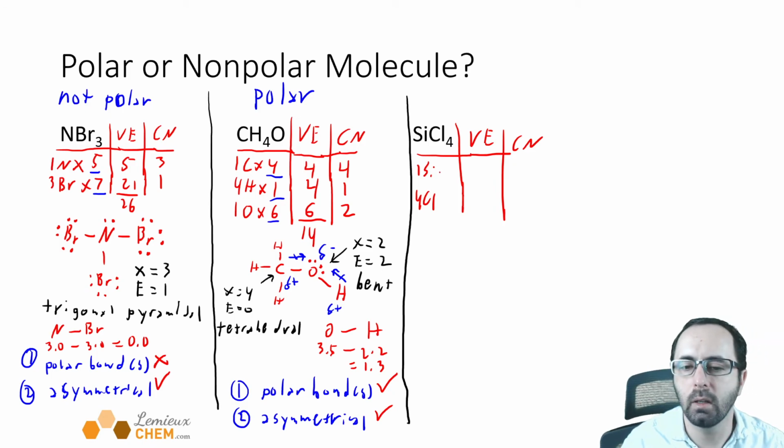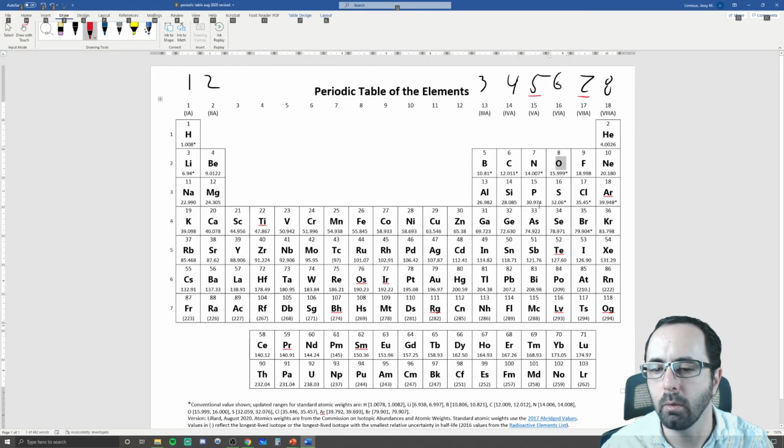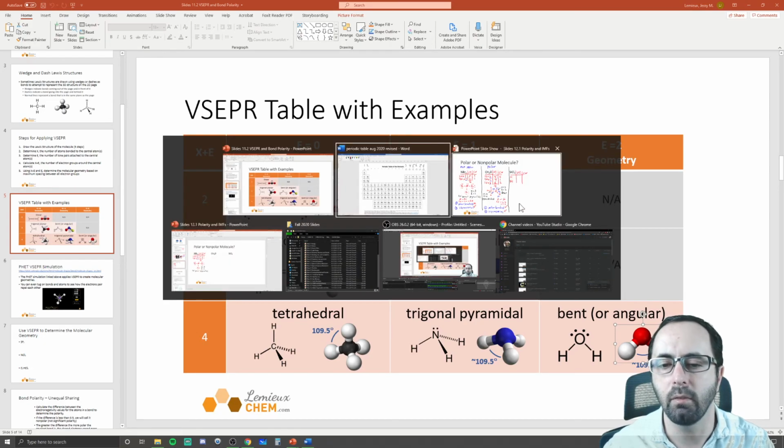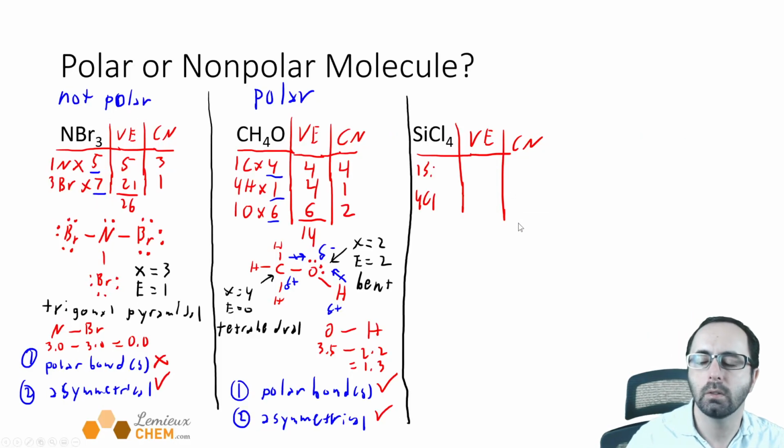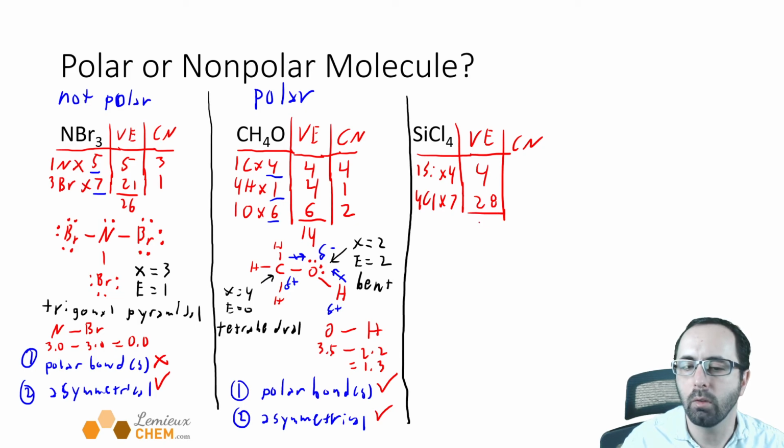And so silicon is, if we look here at our periodic table, silicon is in group 4, so it has 4 valence electrons, and chlorine is in group 7, 7 valence electrons. So one silicon with 4 valence electrons, 4 chlorines, each with 7. So 1 times 4, we got 4 valence electrons from the silicon. 4 times 7, we got 28 from the 4 chlorine atoms, for a total of 32 valence electrons.